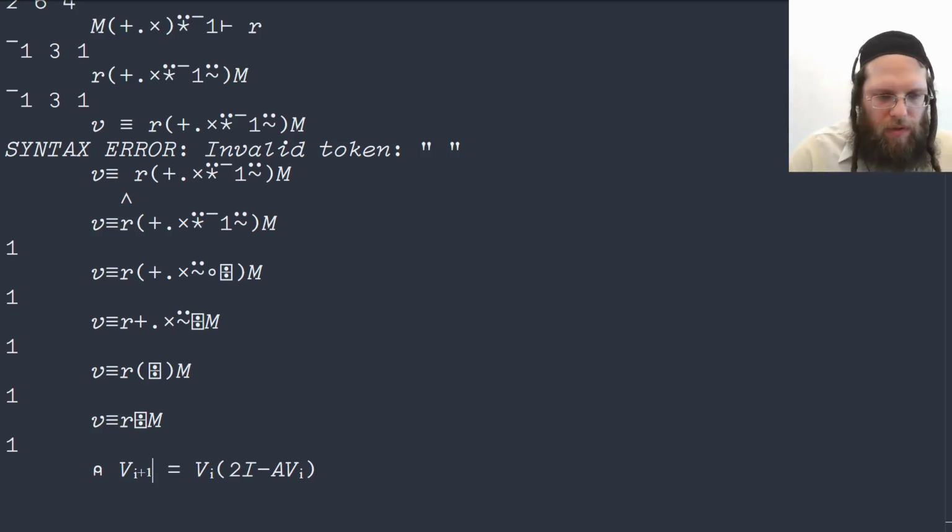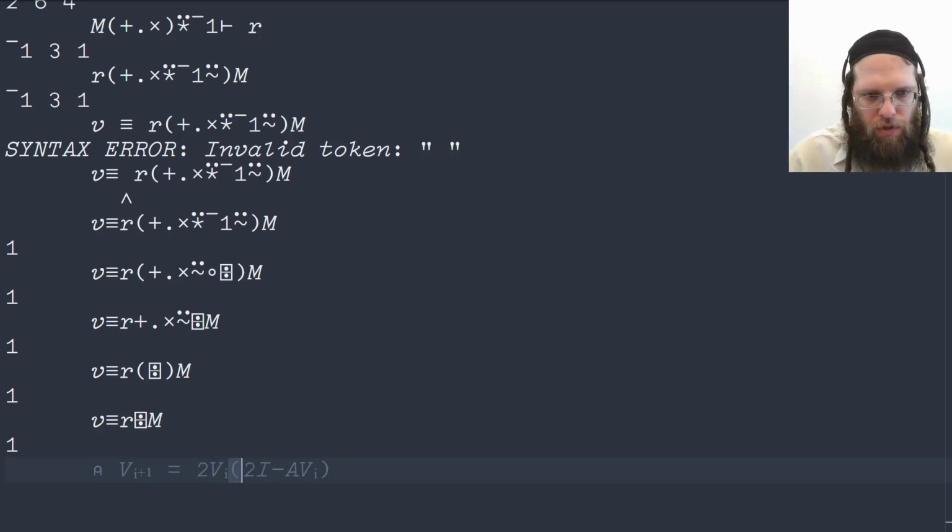We can take this V_i here and multiply it into the parentheses. So that gives us 2V_i, because V_i multiplied by the identity matrix is just V_i, of course, minus V_i times A, which is the original matrix, times V_i again.